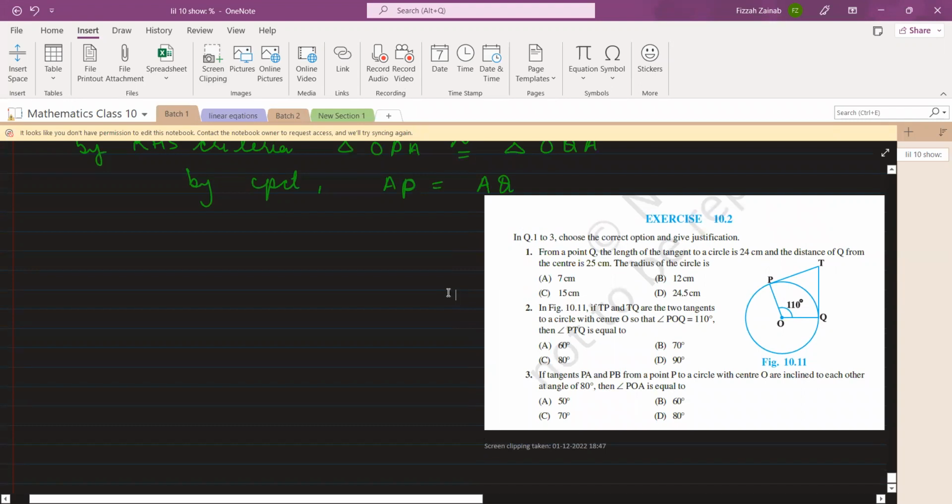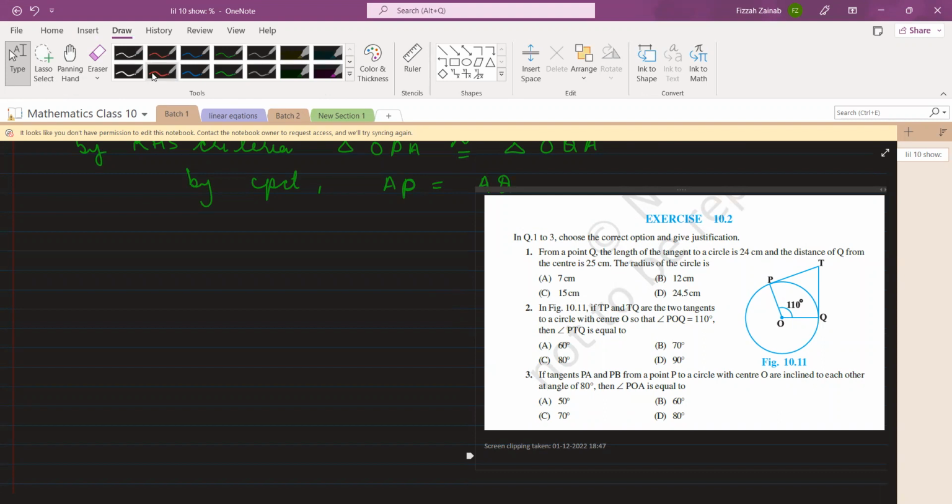Okay. So in question number 1 to 3, choose the correct option and give justification. Now what is the question? First, from a point Q, the length of the tangent to a circle is 24 centimeter, and the distance of Q from the center is 25 centimeter.